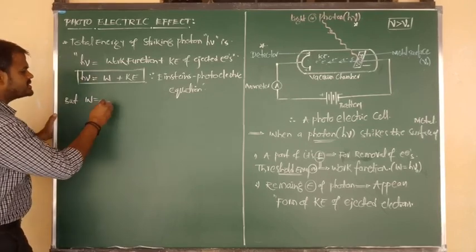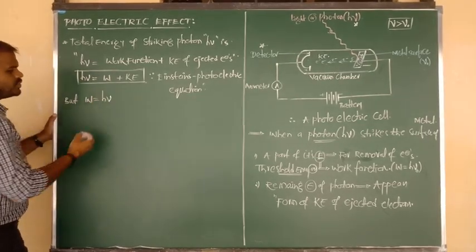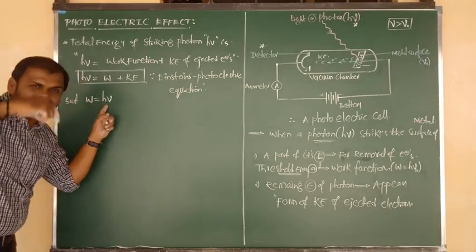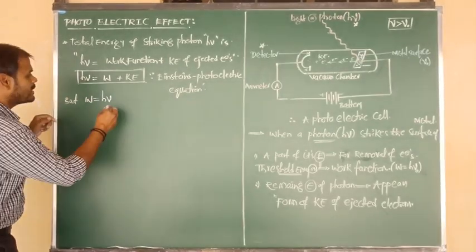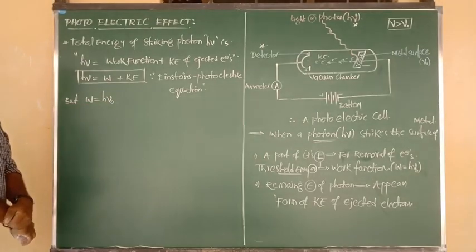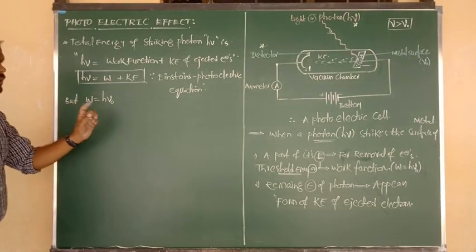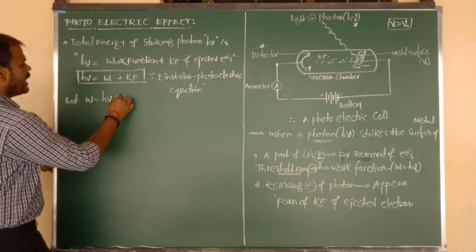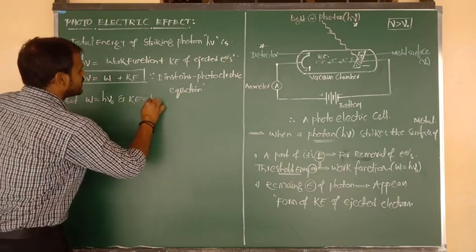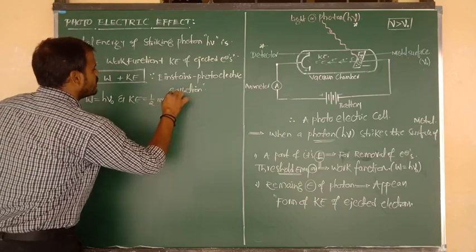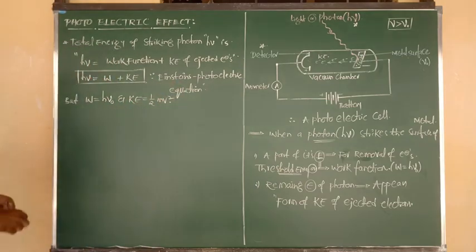So what is the formula of energy? h nu. But this is not the incident light energy. Energy required to remove the electron from where? The metal. But the metal frequency is nu naught. So in the place of W, we can write h nu naught. And also, we know the formula very well: kinetic energy Ke equals half mv square.